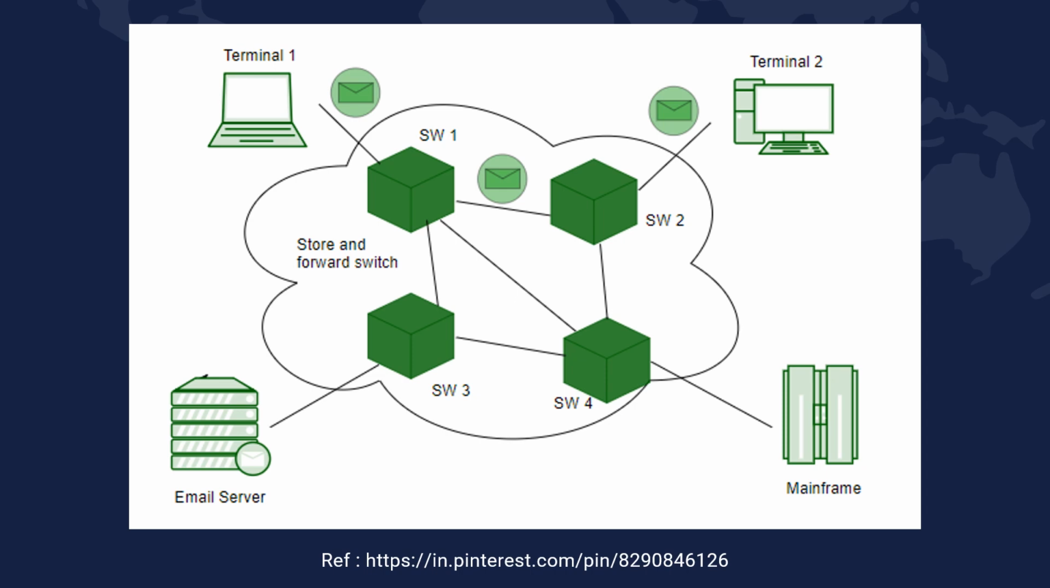Now they both don't match, so it will forward the message to the next device, next node, right? And then SW2 will actually forward the message to terminal 2. So this way, the message has reached from the source to its destination, right?